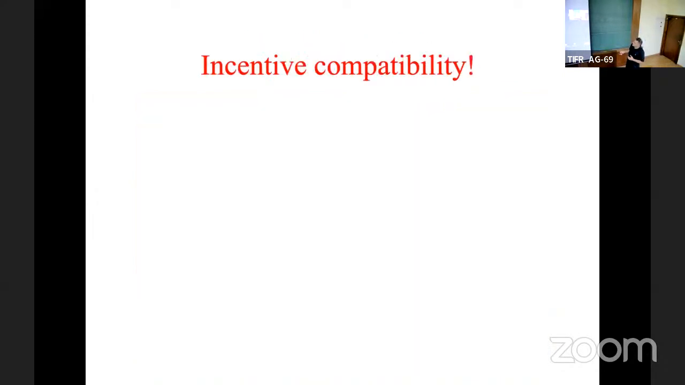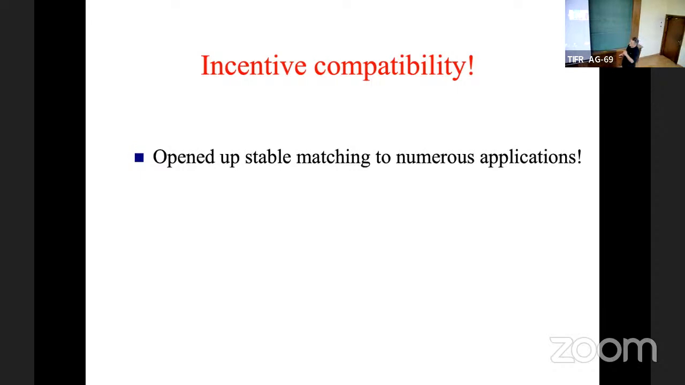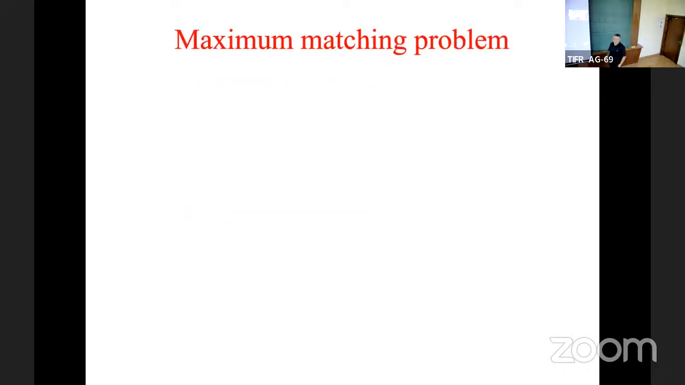Right? Okay, and then on top of that, in addition to the algorithmic properties, it also has incentive compatibility for the proposing side. And that opens up the whole thing to so many applications, school choice and residents in hospitals being two of them. Okay, then another problem that comes from that same gold mine is the maximum matching problem, which has applications to kidney exchange.